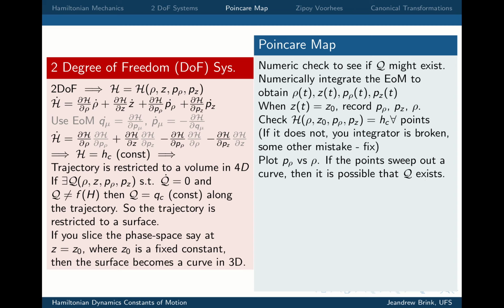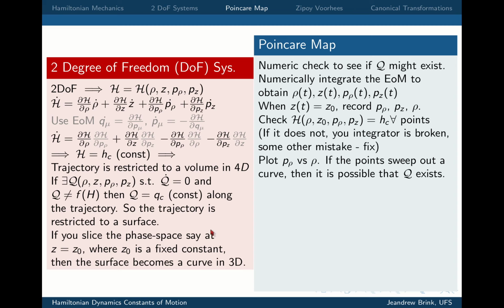Okay, so it's a thing that goes one way. Q existing implies that you will have a curve when you slice your 4-dimensional space. That's true. But the reverse, saying that you appear to have a curve numerically, doesn't prove that Q exists. You still have to find it exactly, but it's at least an indication that it doesn't not exist. Okay, so there's that subtlety.